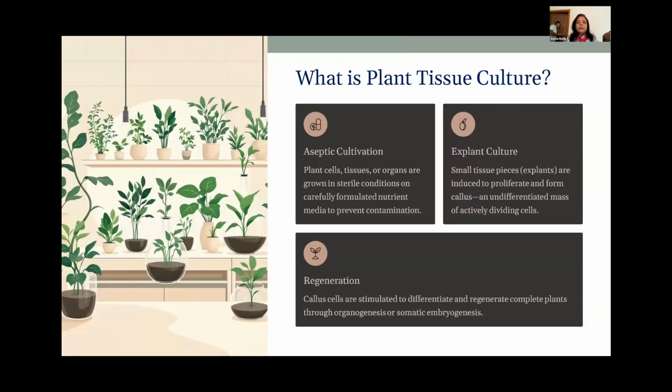Now again, just to summarize, what exactly is plant tissue culture? Plant tissue culture means the culture of plant cells, tissues or organs on artificial media under controlled environmental conditions.